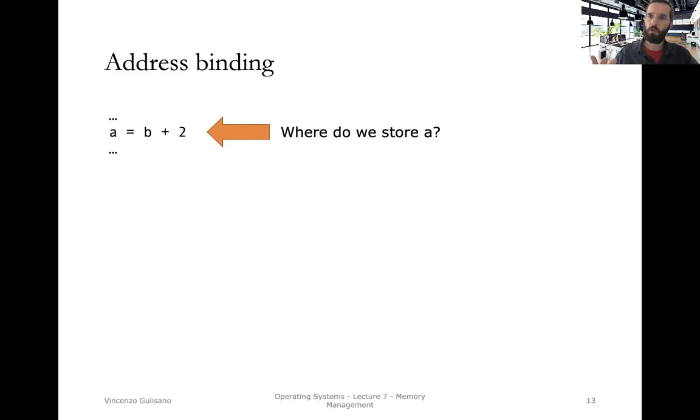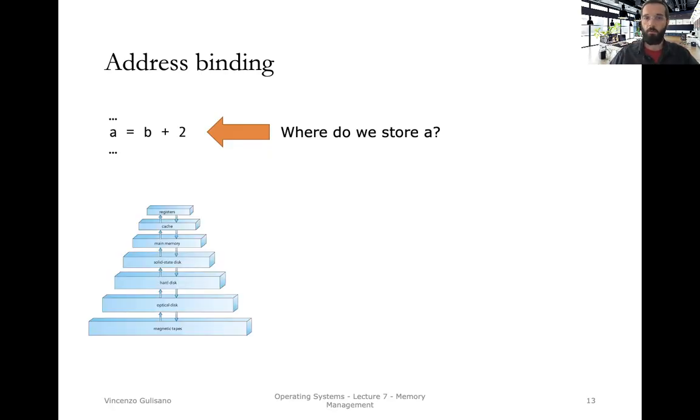We know that when we run this instruction inside a process, we will have some memory allocated, and at a specific address we will have the variable a, and at another one we will have variable b, and then we're going to read b, sum 2, and store that in the address of variable a.